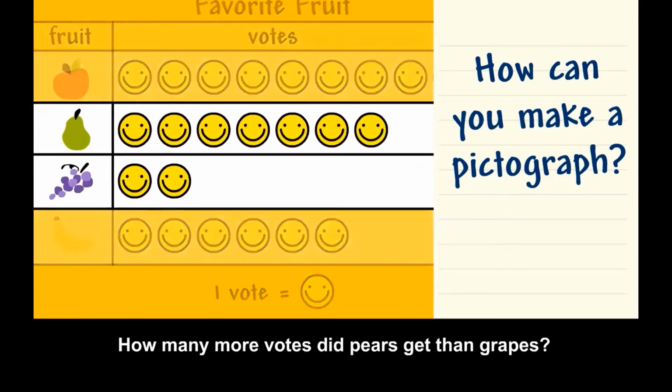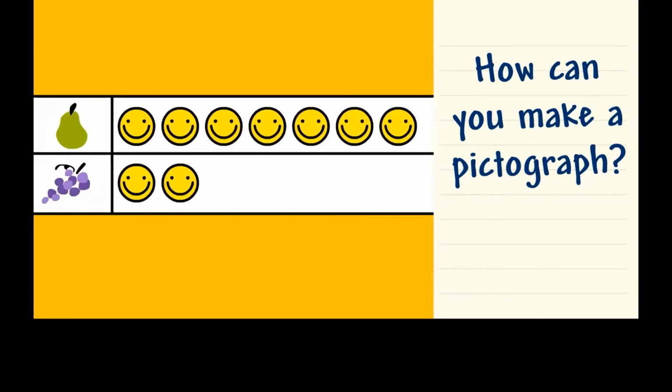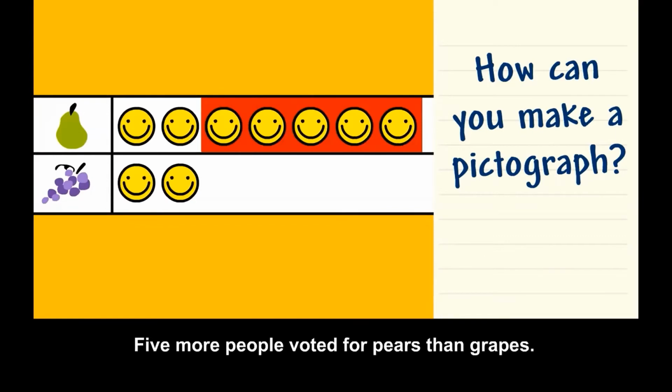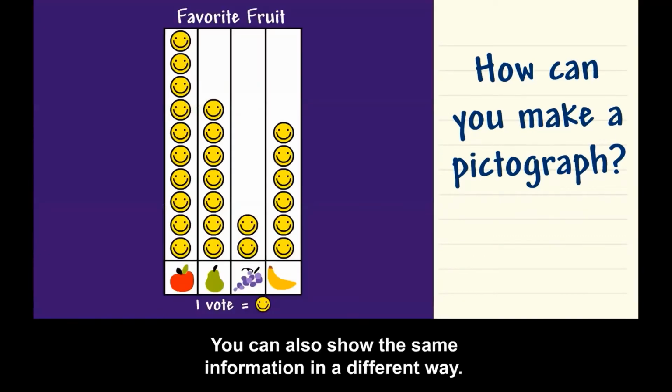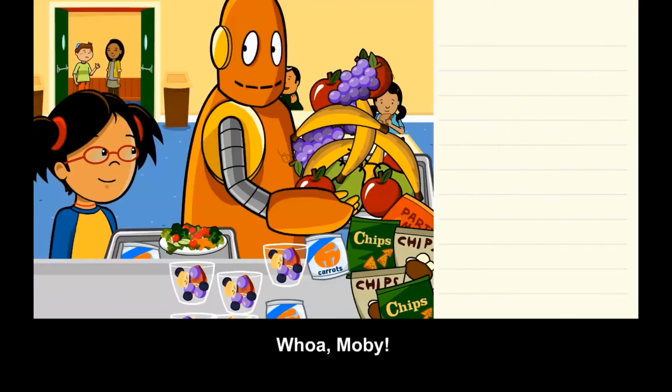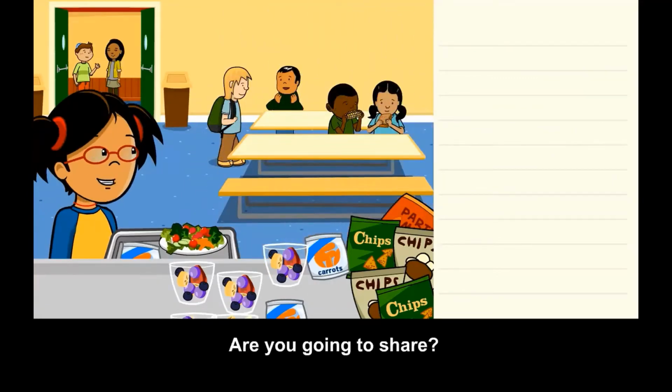How many more votes did pears get than grapes? 5 more people voted for pears than grapes. You can also show the same information in a different way. Whoa, Moby, that's a lot of fruit. Are you going to share?